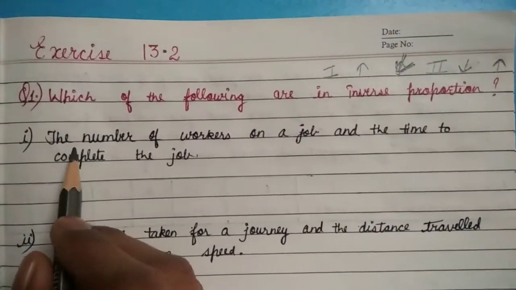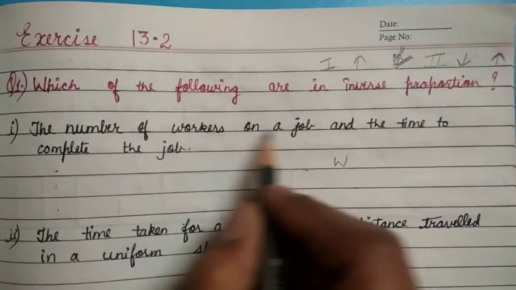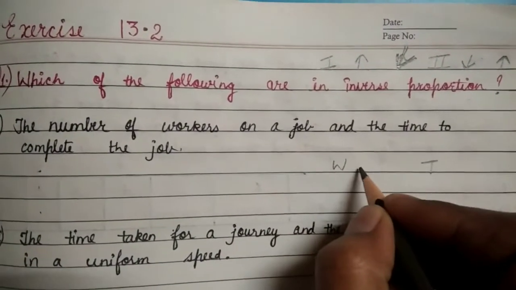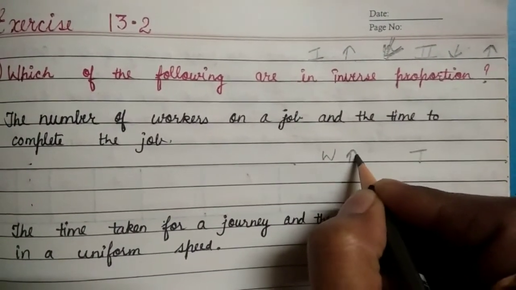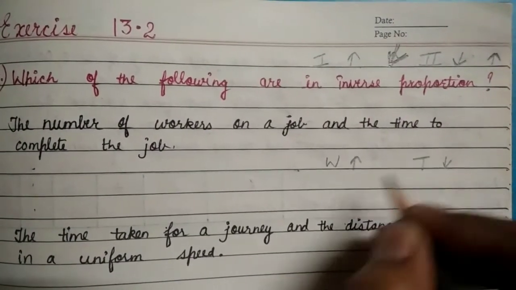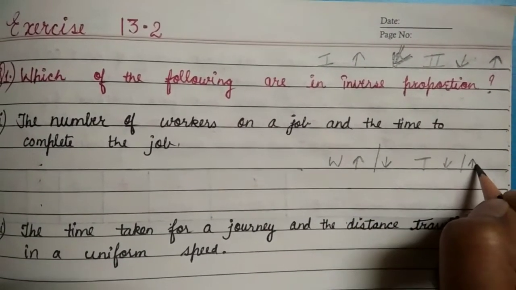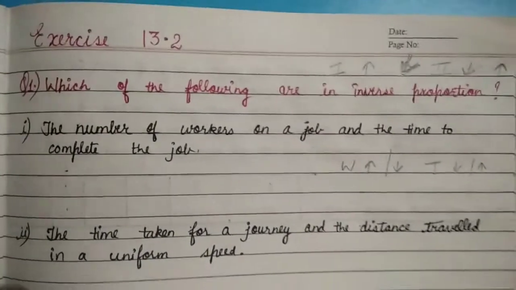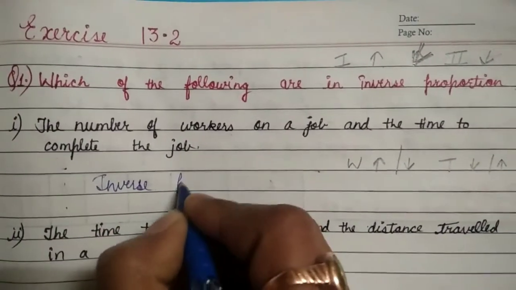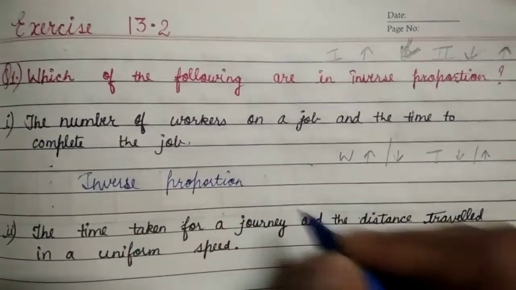So the first one is the number of workers on a job. The first quantity is the number of workers on the job and the second is the time to complete the job. If more workers are doing the job, less time is required, and if fewer workers are doing the job, the time will be high. So what is the proportion here? Here we have inverse proportion.